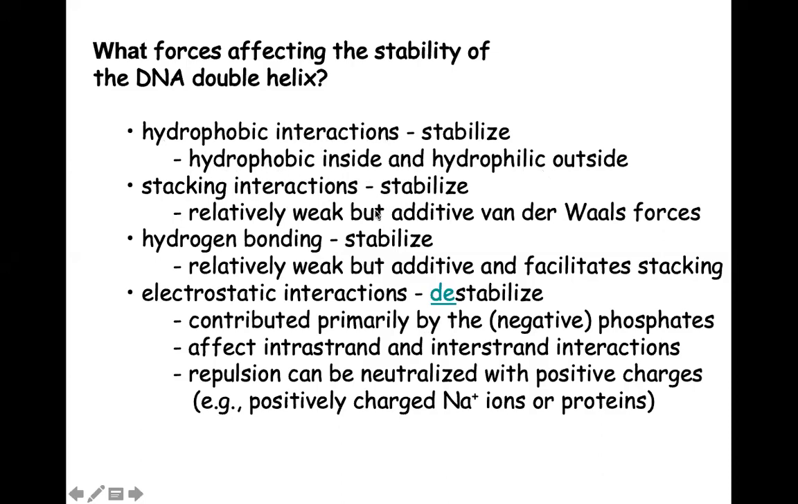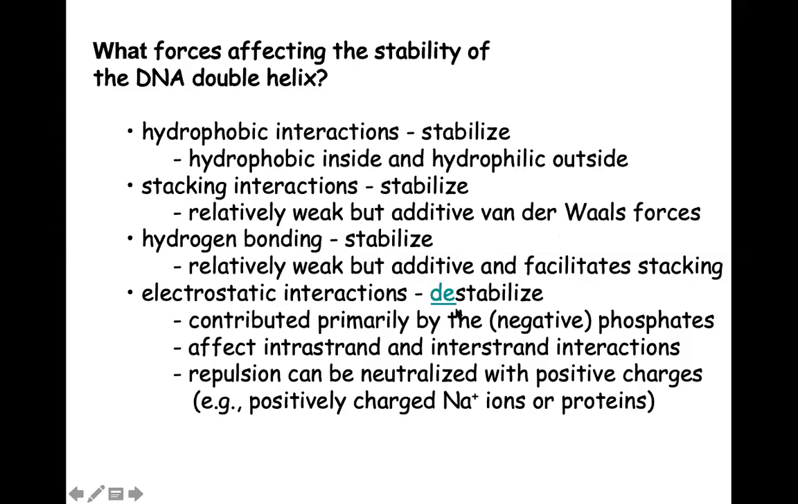Stacking interaction also stabilizes; it is relatively weak, but additive van der Waals forces help for stacking the molecules. Hydrogen bonding present in the bases also helps stabilize the double helical structure. Relatively weak, but additive, and they facilitate stacking.